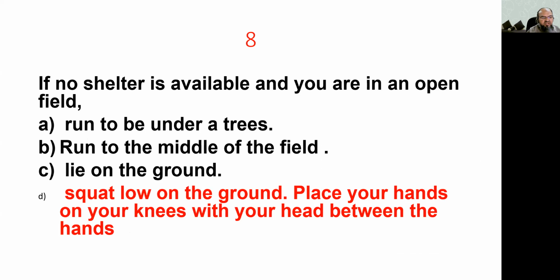Now this question is that if no shelter is available, then how can you protect yourself in an open field and the lightning strikes, God forbid? Then the first three options you can rule out on the basis of our discussion. Run to be under a tree, because a tree itself, you have seen, can come under lightning. Run to the middle of the field, so you are more exposed to the lightning. Lie on the ground, then once again your whole body will be under the threat of lightning.